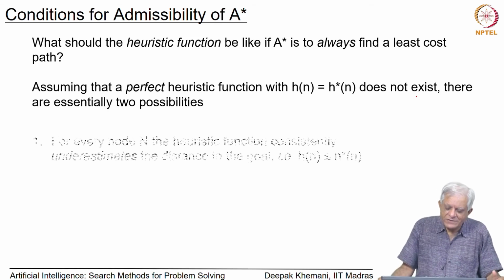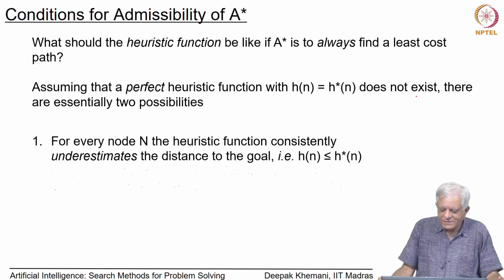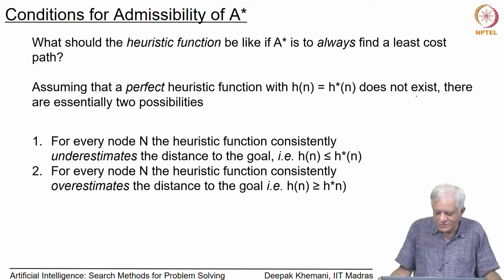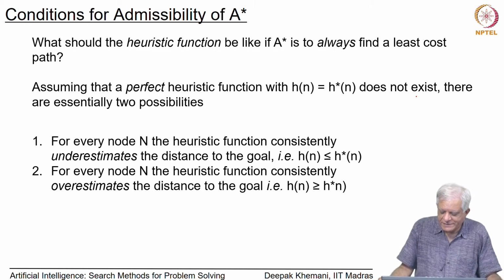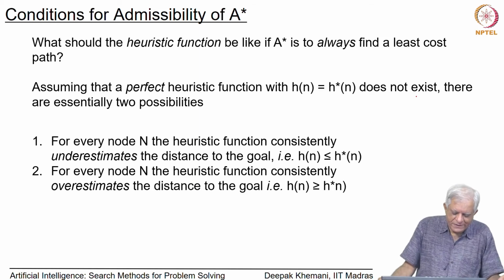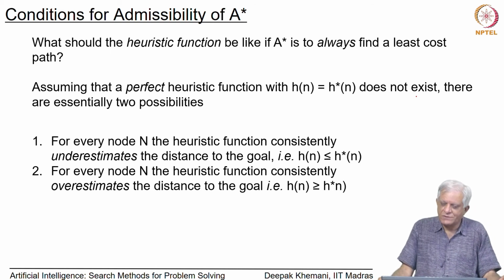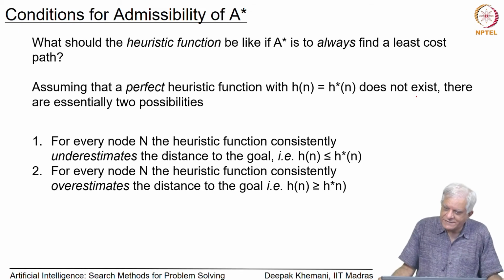So, assuming that the perfect heuristic function does not exist, if we had the perfect heuristic function, which people in theory of computing would call an oracle, which always knew the right direction to go, then of course we would not have any problems to solve, and we would not be discussing all this algorithm. But we do not have a perfect heuristic function where h of n equals h star of n, which means that there are only two possibilities. Possibility one is that for every node n, the heuristic function consistently underestimates the distance to the goal node, which means h of n is always less than or equal to h star of n. So, equality has been incorporated here.